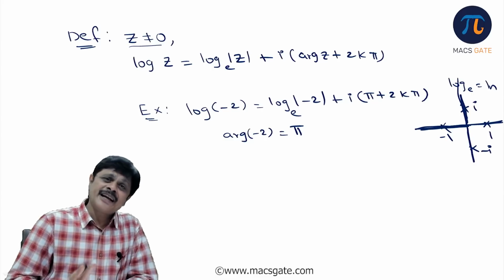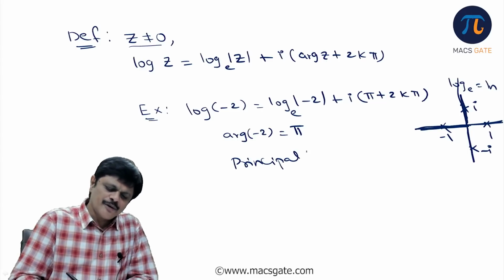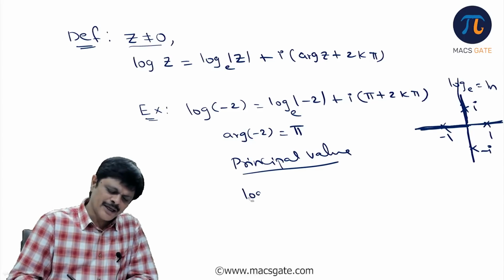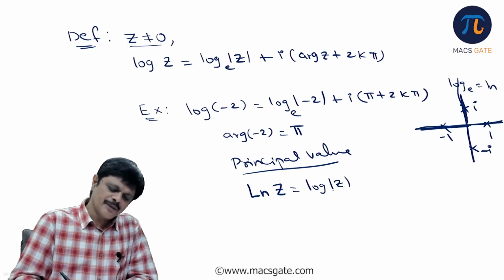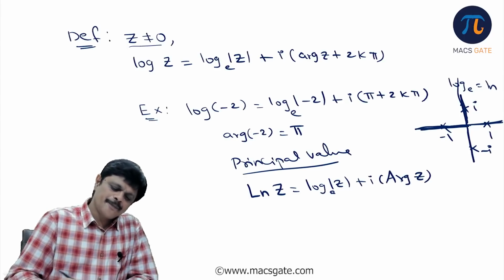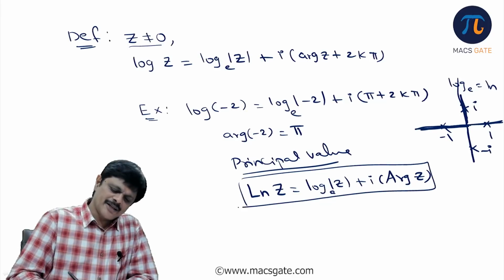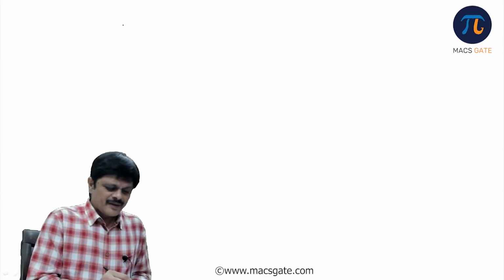So it is defined for negative values also. Out of all these values, one value is called the principal value. We denote it as capital L n Z also. Here capital L is used, and that is defined as log mod Z to the base E plus I times the principal argument of Z. This is called the principal argument.